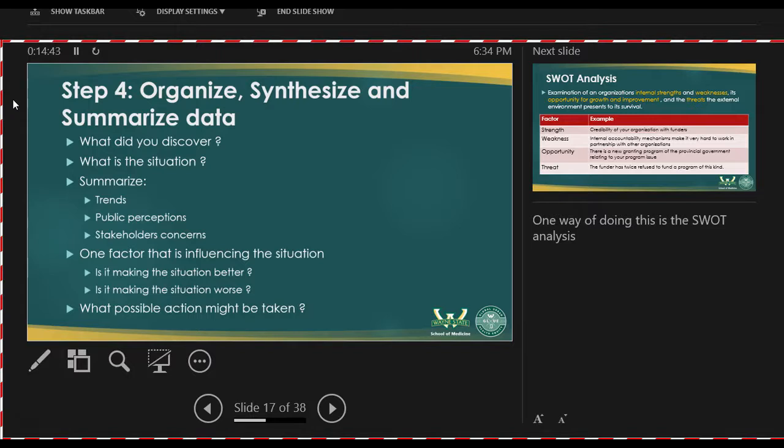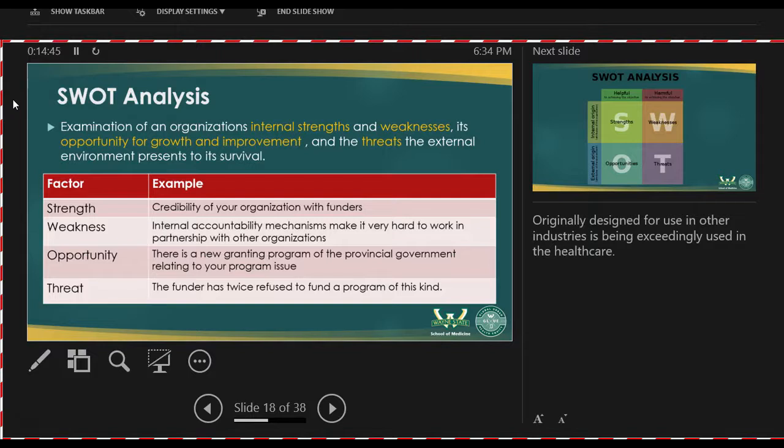One is called a SWOT analysis and the other is called a force field analysis. So I'm going to talk a little bit about SWOT analysis. What is SWOT analysis? SWOT is strengths, weaknesses, opportunities, and threats. It's an examination of an organization's, this is the definition by WHO, internal strengths and weaknesses, its opportunities for growth and improvement, and the threats the external environment presents to its survival.